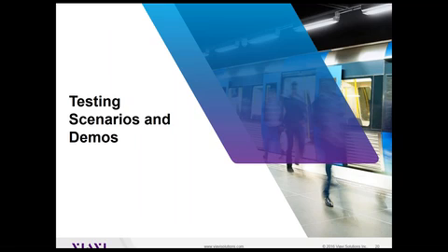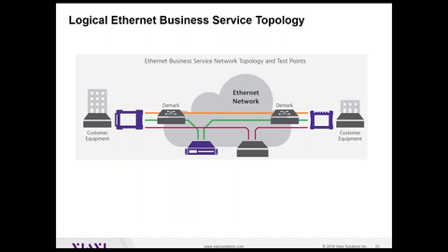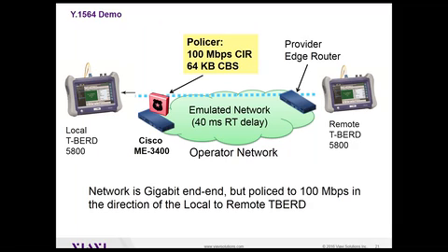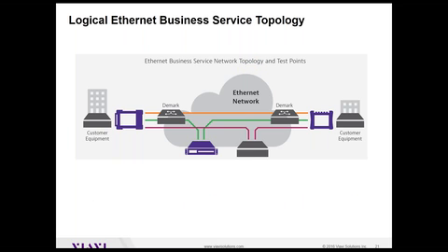Okay, so I'm going to go through now some testing scenarios and a demo of 1564. For the scenario, I just want to talk a little bit about a logical Ethernet business topology. And in this diagram, you see on the left and the right customer equipment. Those could be a branch office and the headquarters. That could be branch office going to the data center. It could be different variations of that.